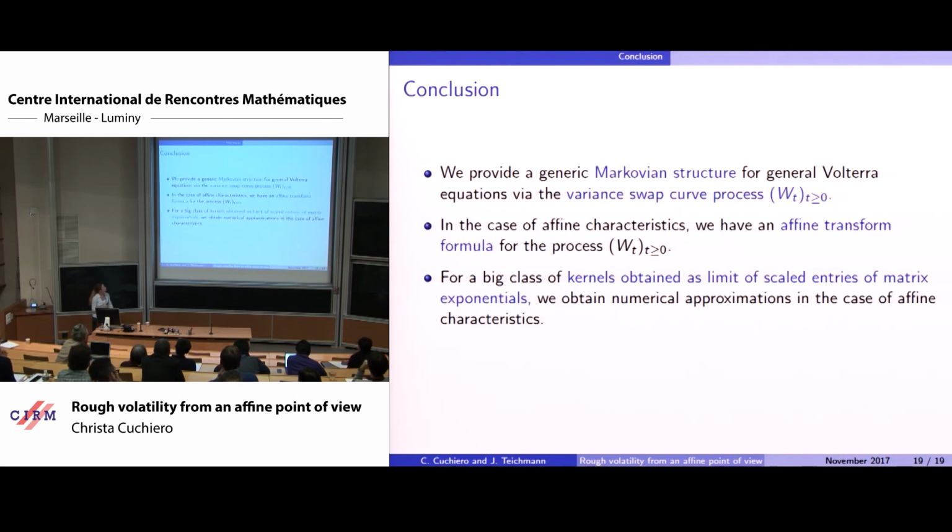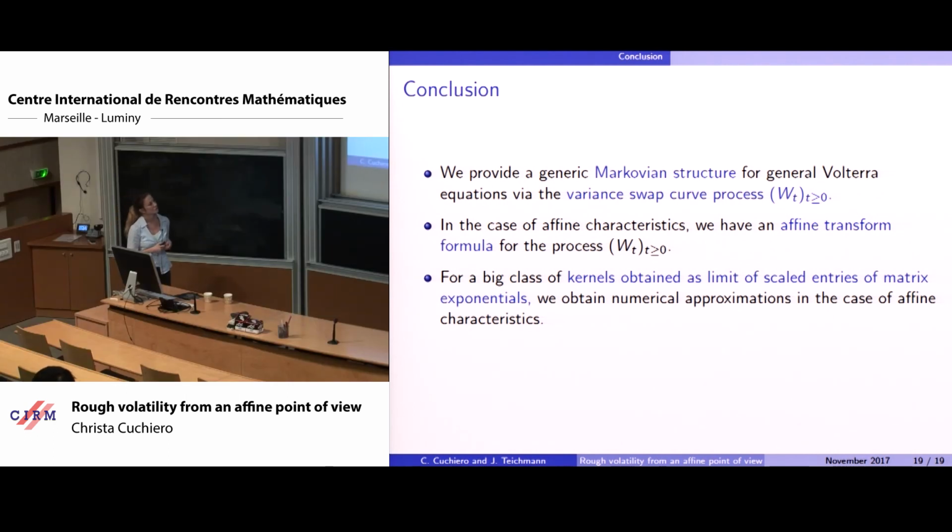Okay, so to conclude, we got this Markovian structure for general Volterra processes. We have this affine transform formula in the case of affine characteristics for this variance swap curve process, and we can approximate kernels obtained as limit of these scaled entries of matrix exponentials via standard affine processes. Thank you very much.